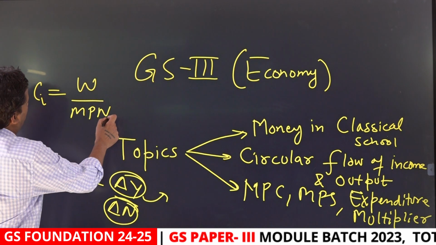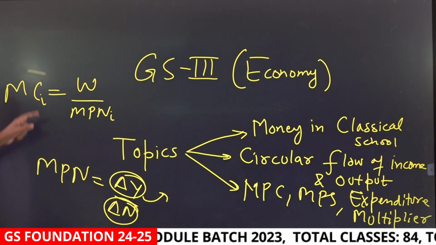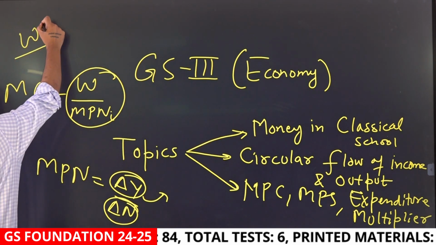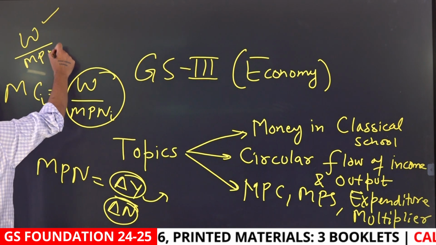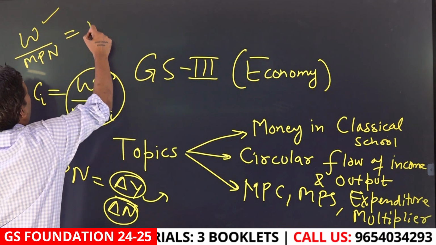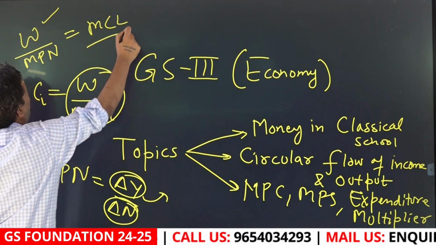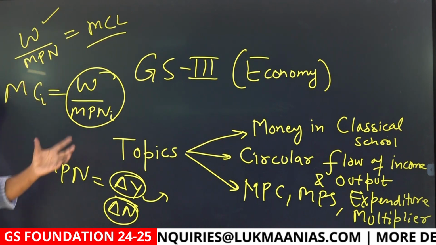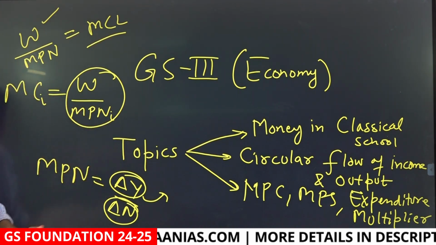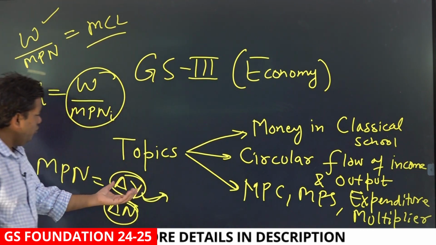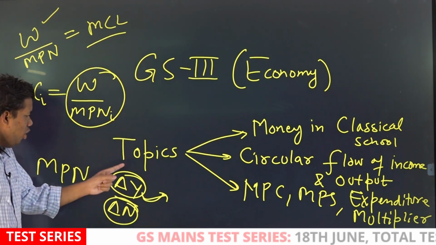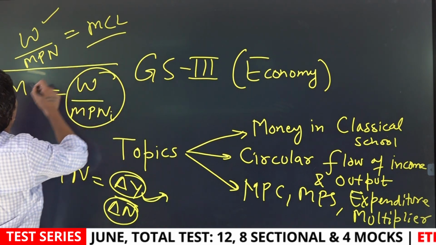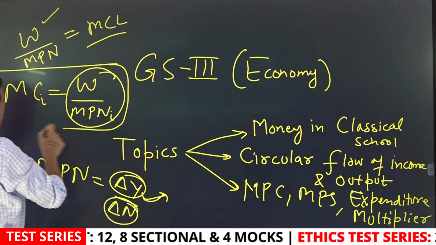What the classical school assumed is that your marginal cost is equal to W upon MPN. W is your wages, and MPN is the marginal productivity of labor. This indirectly gives you the marginal cost of labor. Do you understand how this is the marginal cost of labor? This is the wages you are giving, and MPN tells you, if you add one more labor, how much the change in output will be. So the fundamental concept was that marginal cost is equal to the marginal cost of labor in the classical school.